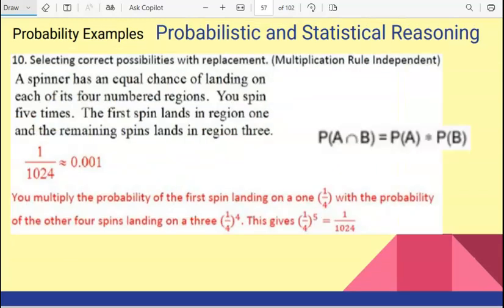This example is multiplication rule independent. A spinner has an equal chance of landing on each of its 4 numbered regions. You spin 5 times. The first spin lands in region 1 and the remaining spins land in region 3. So for this one, the probability of it landing on 1 is 1 out of 4. The probability of the other spins landing on 3 is still going to be 1 out of 4 every time.